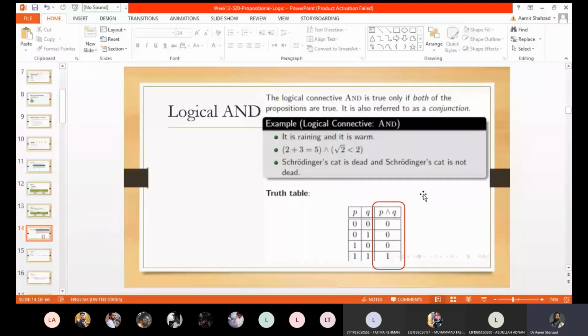What can we say about this compound statement? For example, we have two statements. यहाँ पे हमारी पहली एग्जांपल लिखी हुई है. Let's look at this thing. It is raining and it is warm. So we have two statements. First statement is it is raining. Let's call it P. And the second statement, it is warm. Let's call it Q. So it is raining and it is warm. So this is P and Q.